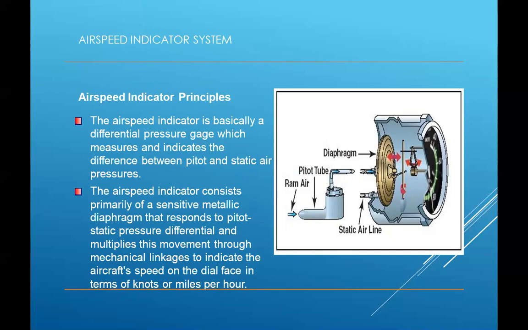Airspeed indicator principle. The airspeed indicator is basically a differential pressure gauge which measures and indicates the difference between pitot and static air pressure. The airspeed indicator consists primarily of a sensitive metallic diaphragm that responds to pitot static pressure differential and multiplies this movement through mechanical linkages to indicate the aircraft speed on the dial face in terms of knots or miles per hour.